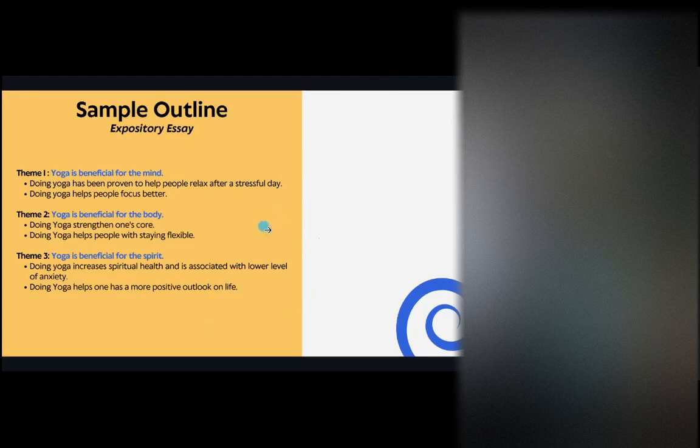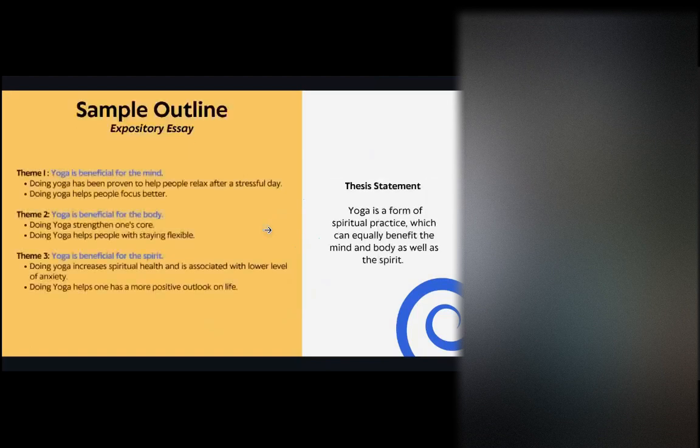Okay. So the thesis statement for this is pretty simple. It's just that yoga is a form of spiritual practice which can equally benefit the mind and the body as well as the spirit. So in here, as you can see, the themes are basically talking about how yoga is beneficial, and you can definitely see this in your thesis statement, as the author also directly said that it equally benefits the three things that they have.